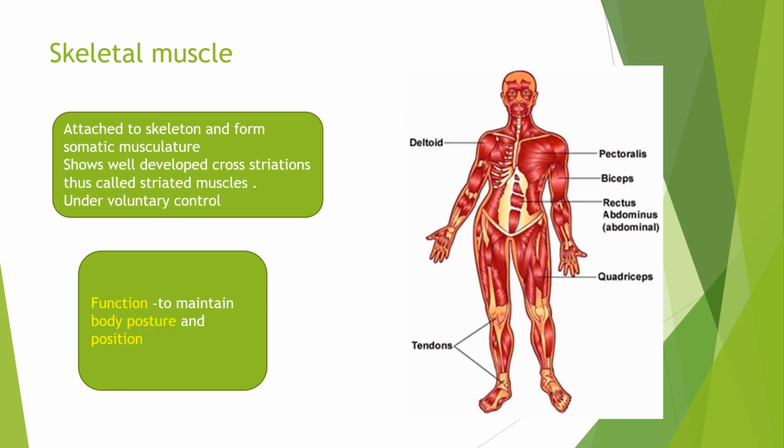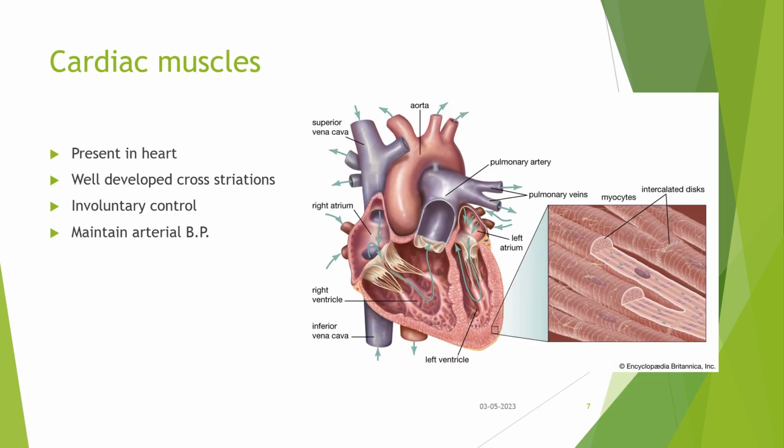Skeletal muscle. Skeletal muscle is attached to skeleton and forms somatic musculature. It is a striated muscle and is under voluntary control. Its main function is to maintain the body posture and position. Cardiac muscle. These have well developed cross striations and these muscles are involuntary. They maintain arterial blood pressure.